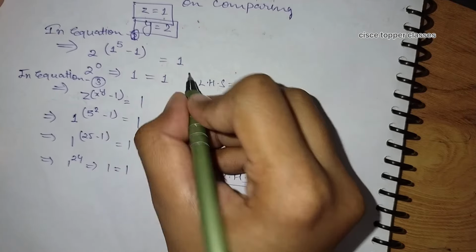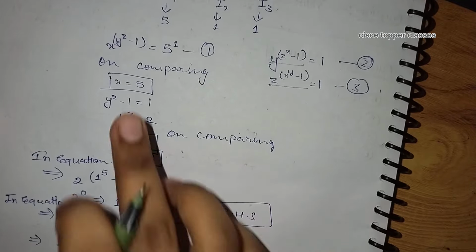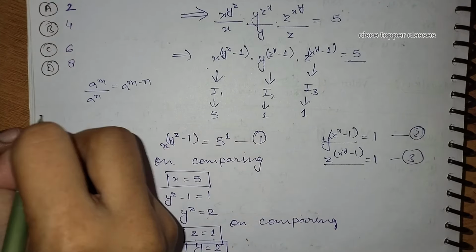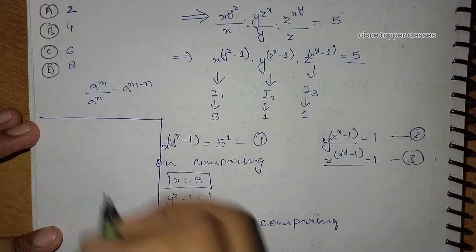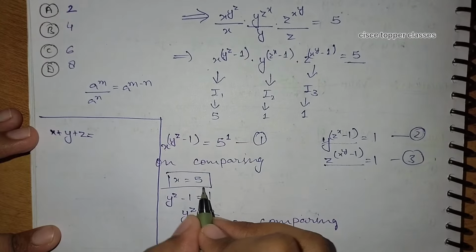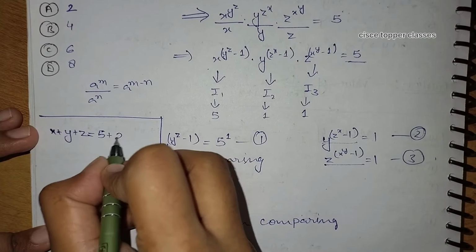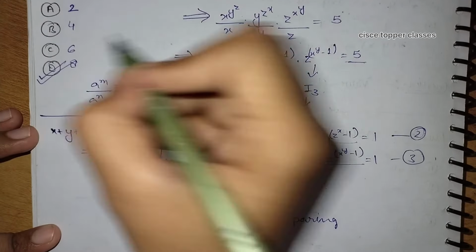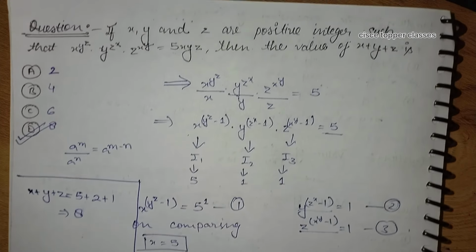Hence we can say that these values of x, y, z verify the equations, and this is the solution of the question. In the question we are asked to find the value of x plus y plus z. So we put x as 5, y as 2 and z as 1, and it becomes 8. So 8 is the final answer. Option number D is the right answer in this question.